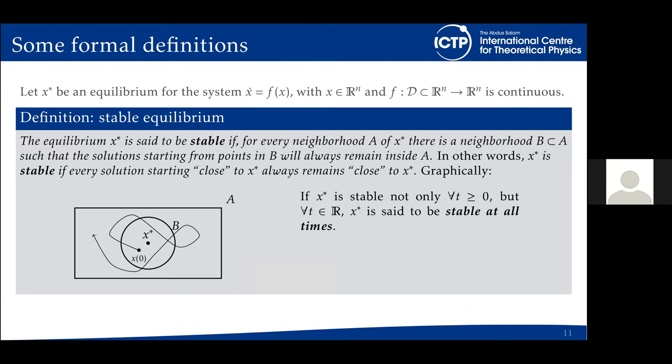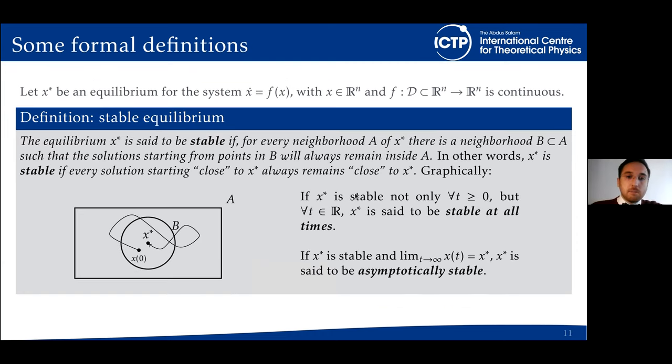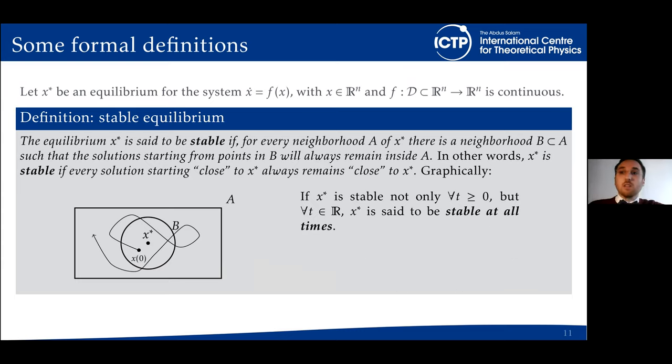Yeah, of course. The difference basically is in the fact that if an equilibrium is asymptotically stable, it means that we know that the solution is actually going towards the equilibrium. While if an equilibrium is just stable, so stable but not asymptotically stable, then the solution is not going towards the equilibrium. It can be oscillating, it can be going around the equilibrium, but it's not actually going towards the equilibrium.